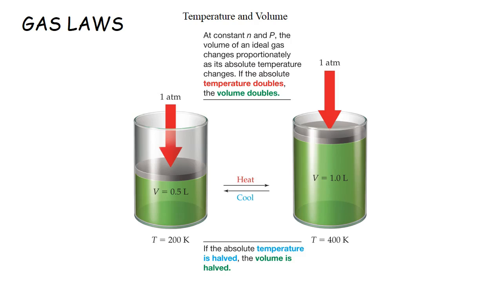Whenever you're dealing with temperature, you've got to convert from Celsius to Kelvin. So here we double the Kelvin temperature, or the absolute temperature, and that has the effect of doubling the volume. What we can say is that temperature and volume are directly proportional to each other. When one goes up, the other goes up, which means if one is doubled, the other is doubled. If one is tripled, the other is tripled. If one is multiplied by 10, the other is multiplied by 10, etc.